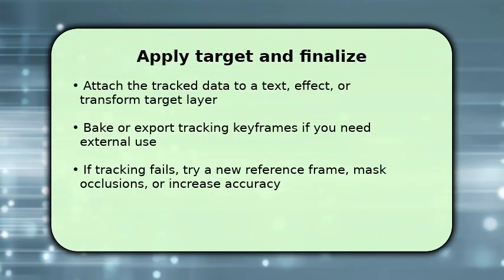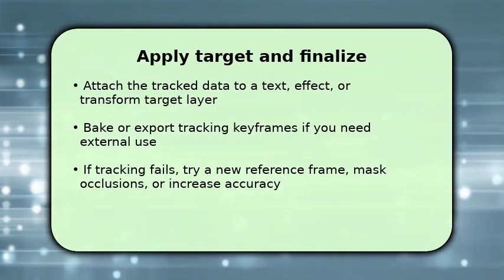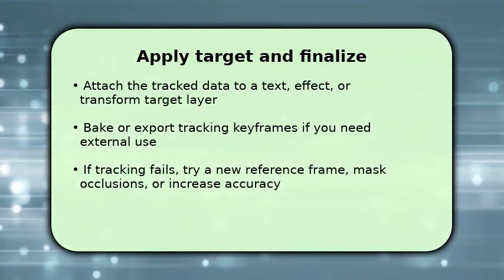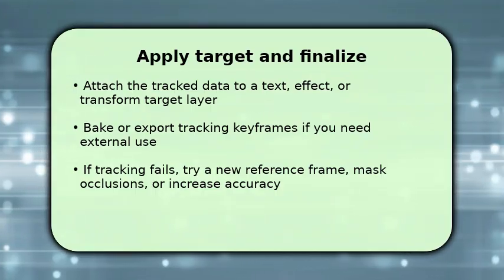If the track fails, try a closer reference frame, add a mask to hide occlusions, or increase accuracy and reanalyze. These fixes usually eliminate drift and restore a stable tracked result.